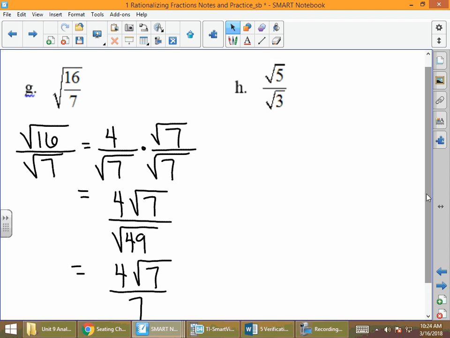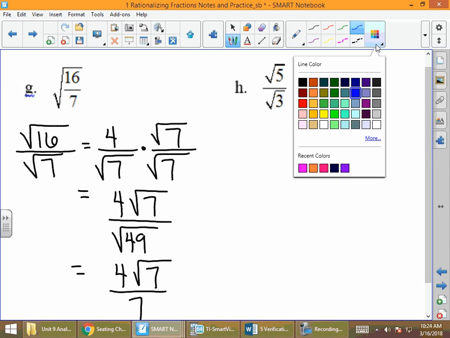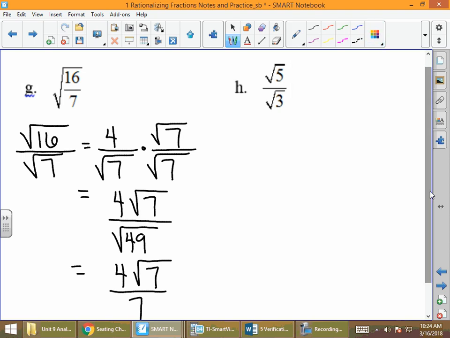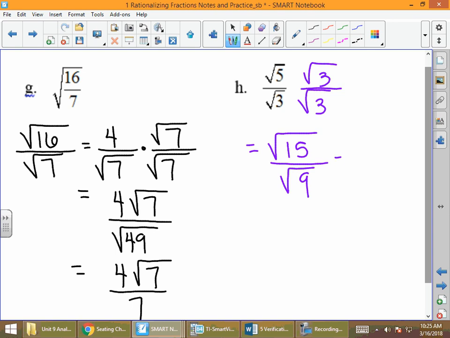So lastly, we've got the square root of 5 divided by the square root of 3. It's already written in split up fraction form for us. What we want to do is get rid of the radical in the denominator. So we're going to multiply by the square root of 3 here, and the square root of 3 there. Fancy form of 1. When we multiply the tops of the fraction, we get the square root of 15. When we multiply the bottoms, square root of 3 times square root of 3 is square root of 9. Can we take the square root of 15? No. Can we take the square root of 9? Yes.